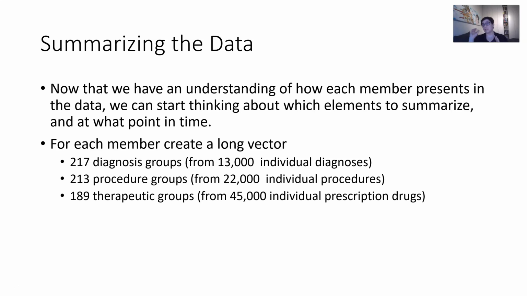And then for each diagnosis, procedure, and drug group, we simply counted. How many times did we see, for example, the code for diabetes? Or how many times did we see the code for COPD, as an example? So we captured all of the diagnoses, procedures, and drugs with about 600 variables.